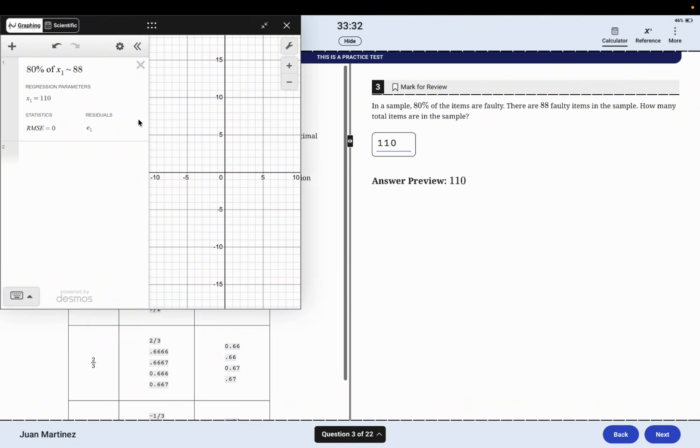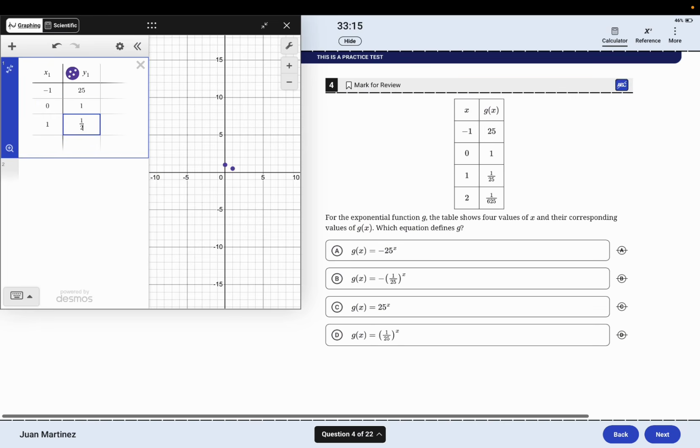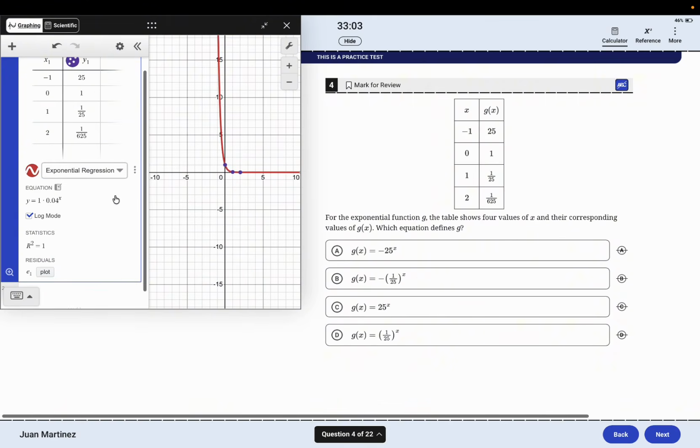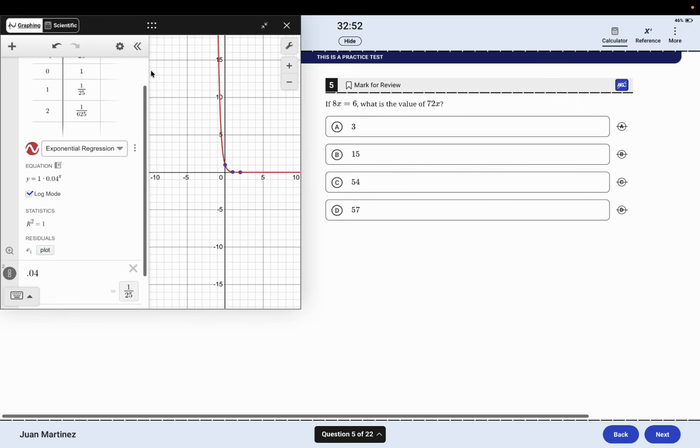So again, I'm trying to go fast, but that's because I need more time on those geometry questions in this section. So -1, 25, let's see, yeah. We're just graphing it. 0, 1, 1 over 25, 2, 1 over 625. And let's see, yeah, it's an exponential function. So yeah, this one, 0.04, that looks to be like 1 over 25, right? 0.04. Yeah, so it's this one. Moving on.